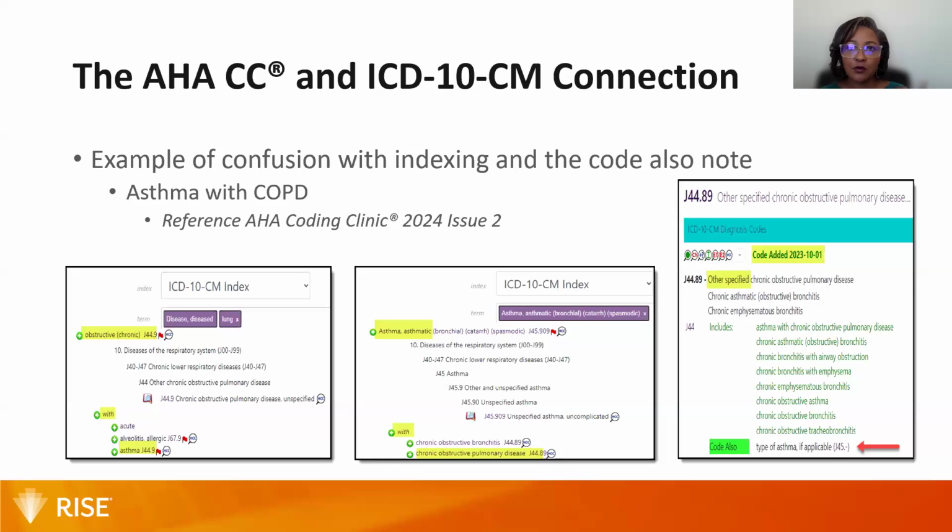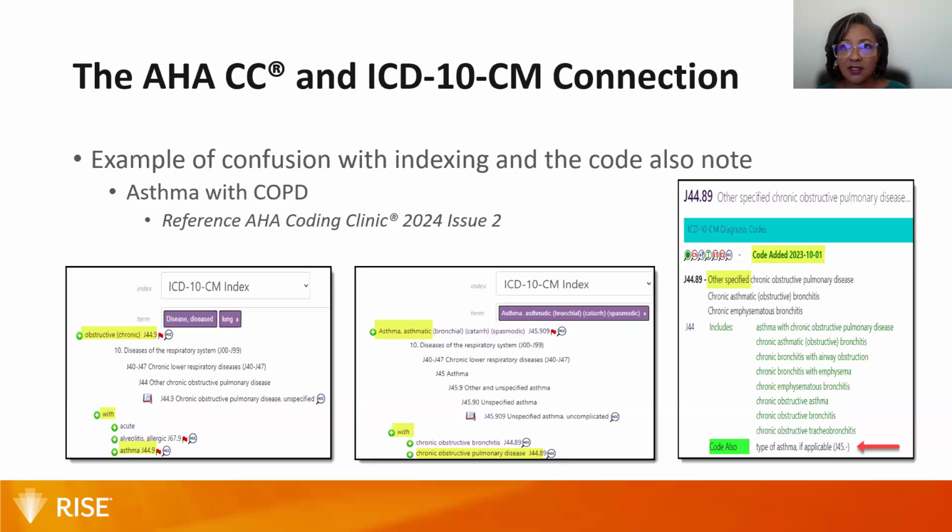Other examples of those code also notes that you want to think about. If you're in a complete code capture project, for example, say the patient has CHF, right? You will notice that sometimes if you're in a complete code capture project, it will have a code also note or use additional. You want to look at things like that, picking up the smoking if it's documented, if they're a smoker, things like that. So always make sure you're looking at those code also notes.